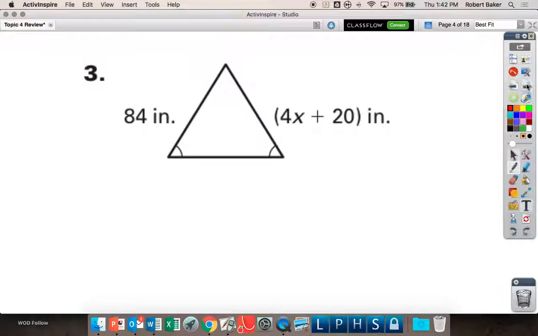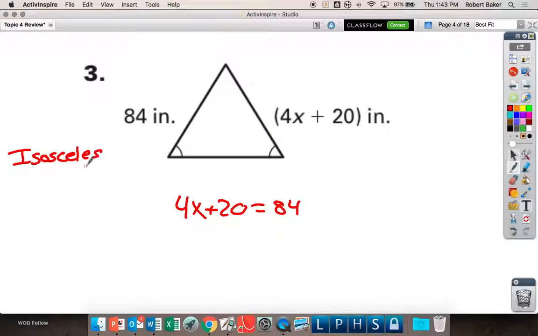Two base angles. If you were just telling this like, "Hey bro, here's the answer real quick," how would you tell him? 4x plus 20 equals 84. So you would say this, right? And you're absolutely correct.